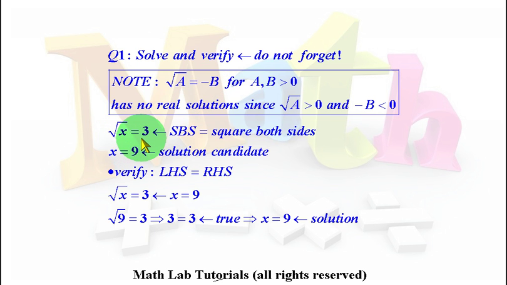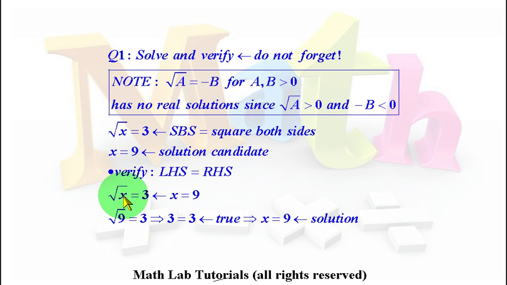The square root of x is equal to 3. The first thing we want to do is square both sides. When you square the left-hand side, you get x. When you square the right-hand side, you get 9. And now we need to verify the original equation. And of course, that's the original equation. What we do is set the left-hand side equal to the right-hand side, and let's see what happens.